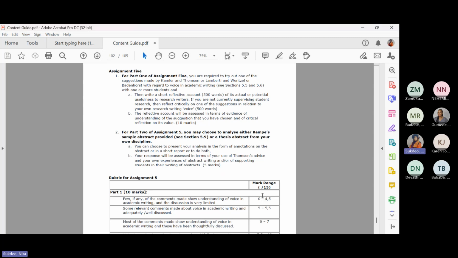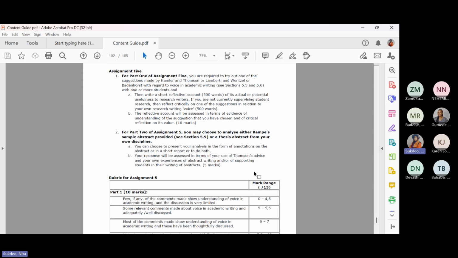So unpacking assignment 5 is in 2 parts. For part 1 of assignment 5, you are required to try out one of the suggestions made by Kemmler and Thompson, or Lamberti and Wenzel, which is in your unit 1 to unit 5 with regard to the voice in academic writing. Okay, section 5.5 and 5.6. This is the voice of the student when you are writing. So even if you are a student and a researcher, it's how you put your voice stating your claim in that research writing.